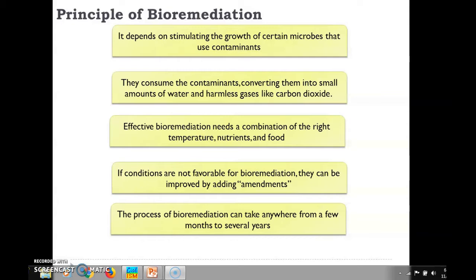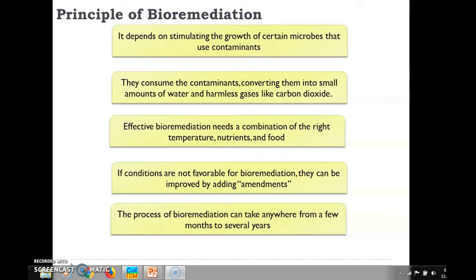If conditions are not favorable for bioremediation, they can be improved by adding amendments. These are substances such as molasses, vegetable oil, or simply air which increase the growth of microorganisms. So if the microorganism is not properly cleaning the pollutant, we can add certain substances that increase its growth, and during their growth they can also convert the contaminant into harmless substances. These amendments create optimum conditions for microbes to flourish and complete the bioremediation process.